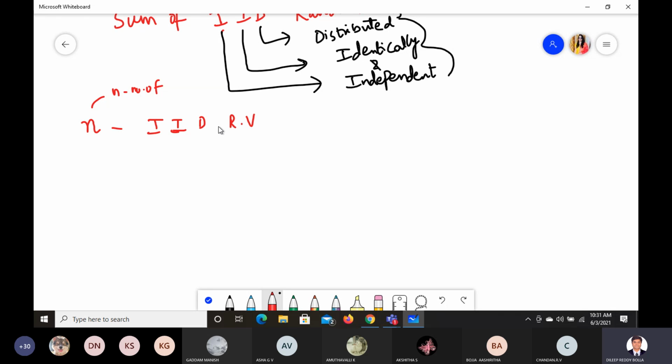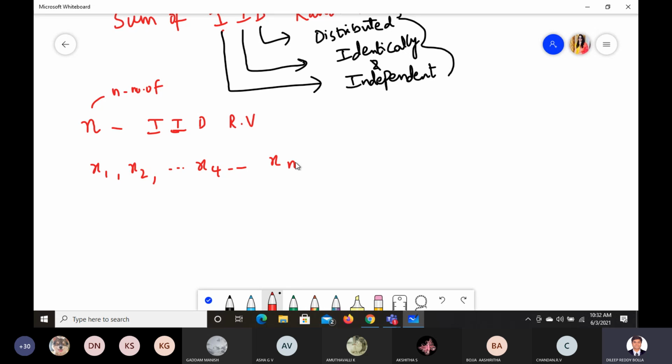In that case, if n is like that, then what can we write? We can have a random variable x1, a random variable x2, and so on up to, let us say, x4, and so on up to x power n. So n is a finite number. It can be 100, it can be 20, it can be 40, whatever.